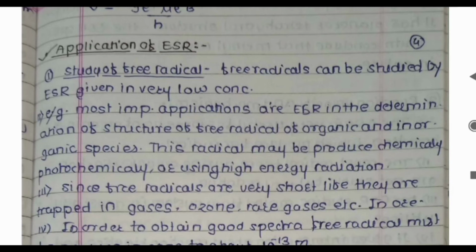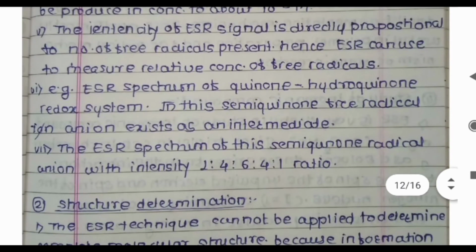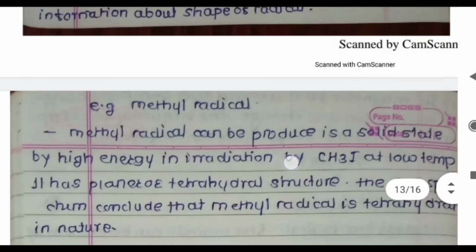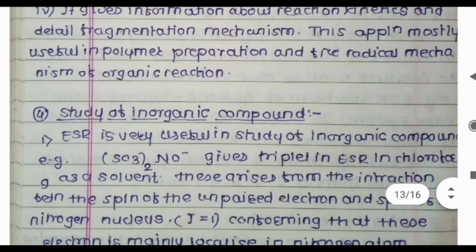Okay, so the radicals might be organic or inorganic radicals. The general, obvious application of ESR spectroscopy is the study of free radicals. The second application is structure determination. And if we can extract or store the radicals, then ESR spectroscopy can also be useful for chemical kinetics, that is, the reaction velocity and the mechanism. And the last is specifically for the study of inorganic compounds.